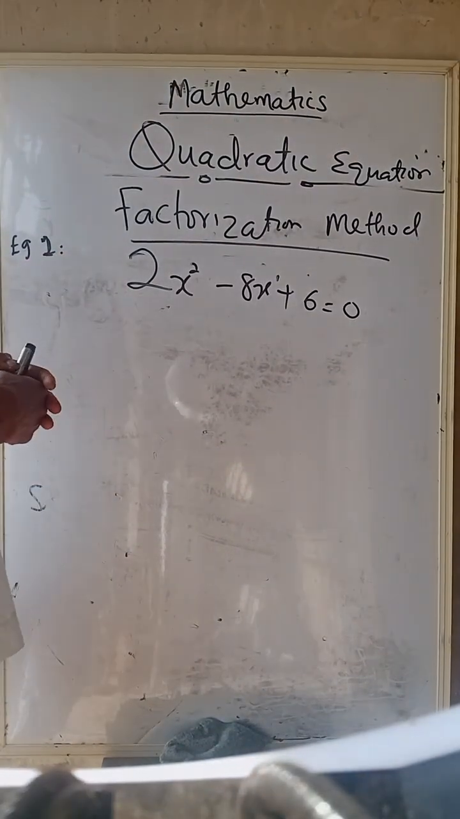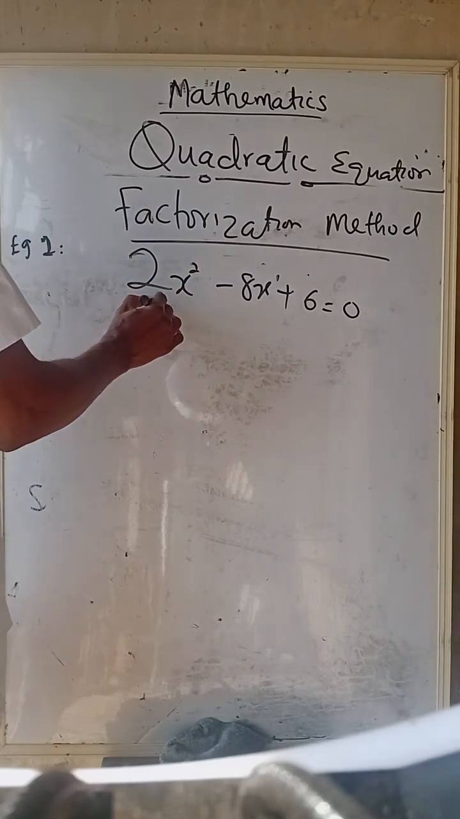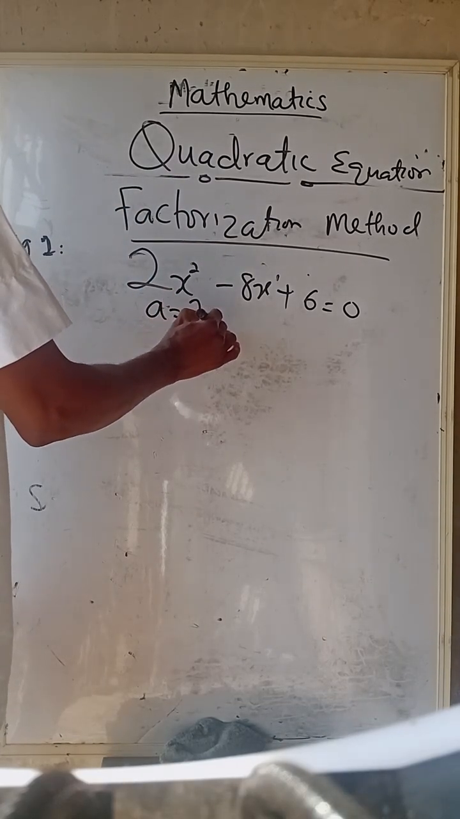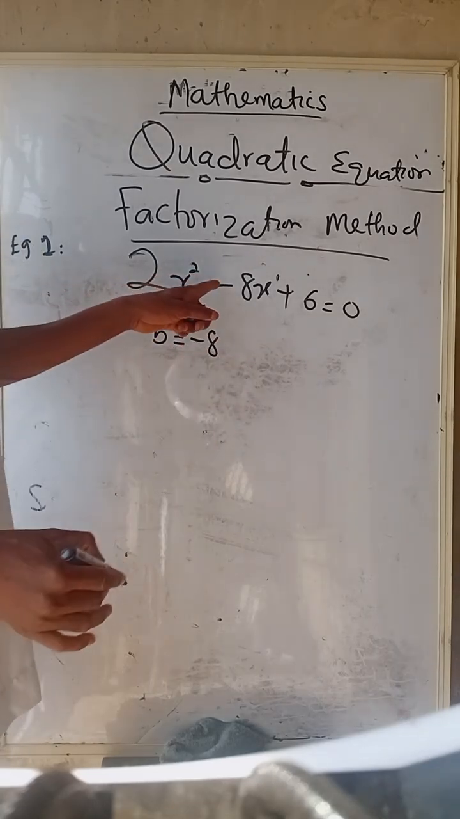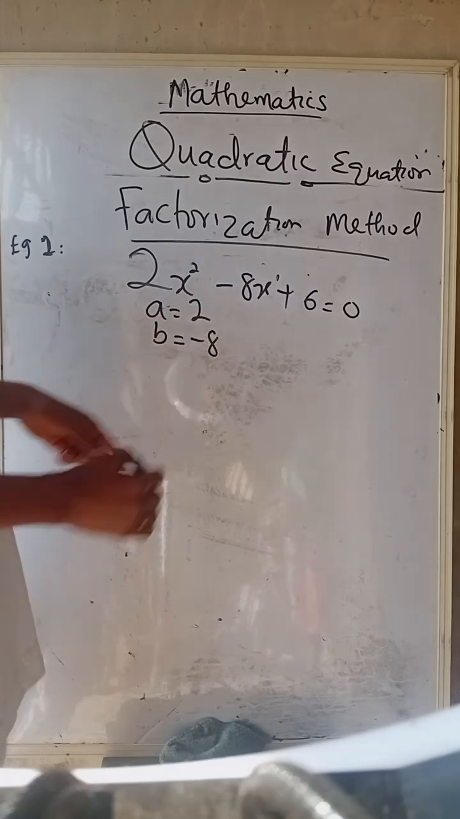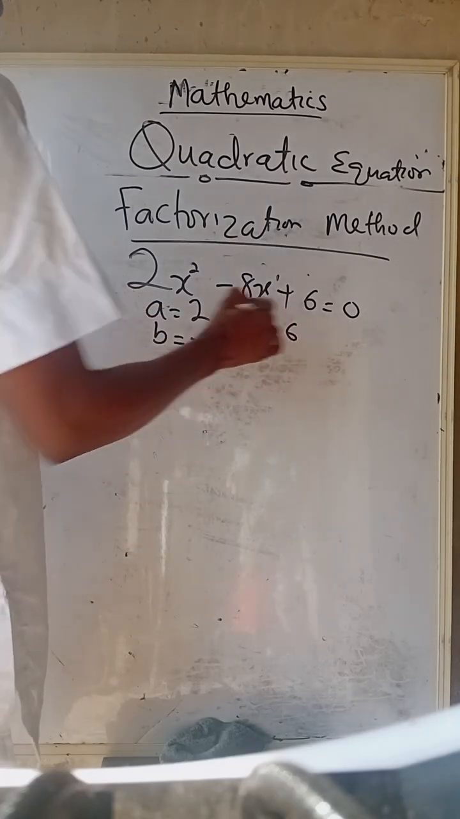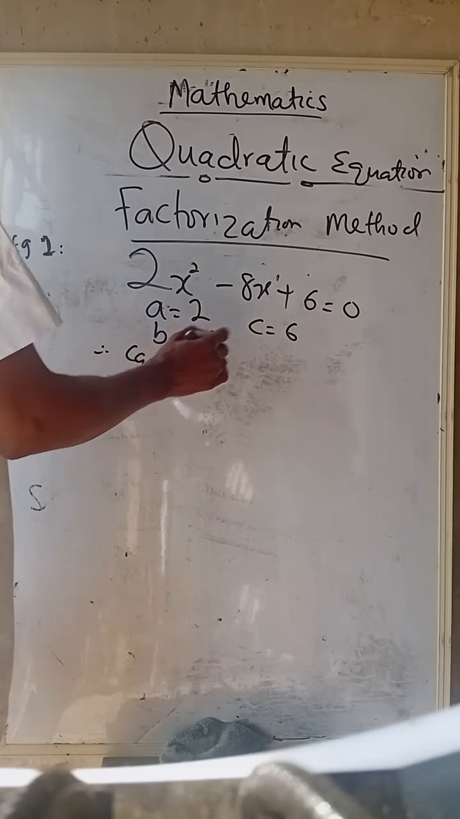Now let's take a look at the second example. In the second example, our A, like we know, is 2. Our B is a negative number, -8. That's why I always tell you that it is the number including the sign. And our C is 6.